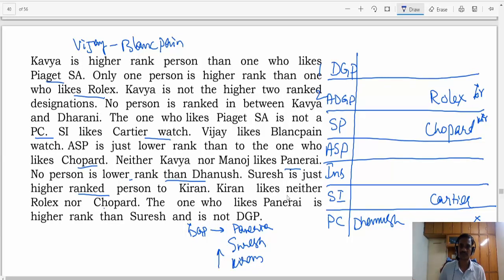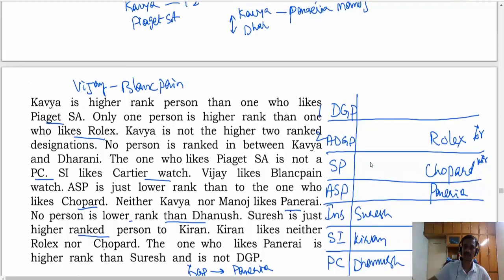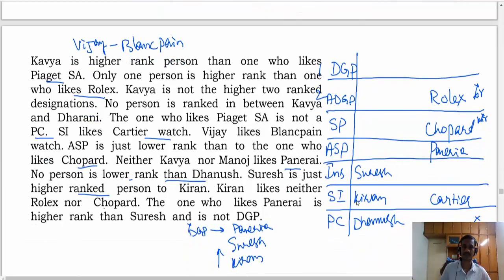Panaria cannot be here and Panaria cannot be here. If Panaria is here, Suresh must be above. Hence ASP must be Panaria. If ASP is Panaria, this person is Suresh and this person is Kiran. Suresh and Kiran. Who are the next two persons? Kavya and Dharani. Now Kavya and Dharani are adjacent to each other, and Kavya cannot be in the first two places, isn't it? And these three were ruled out.